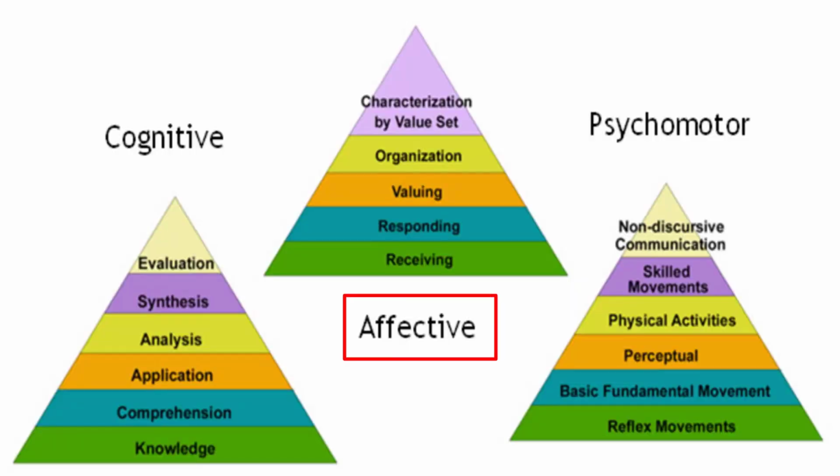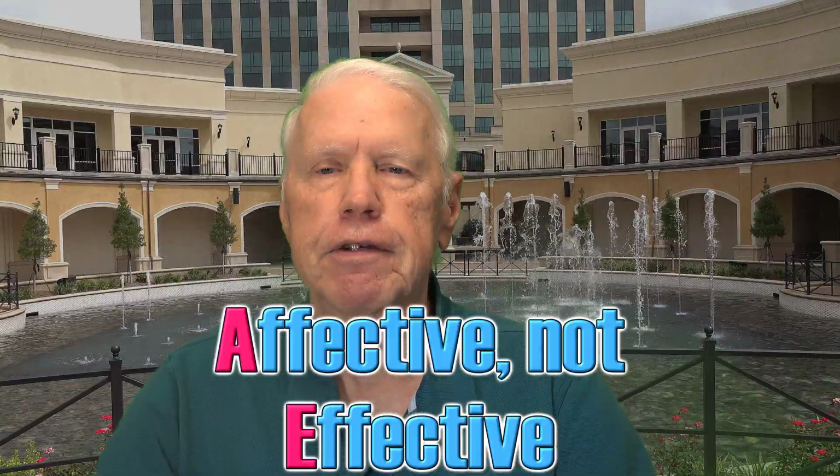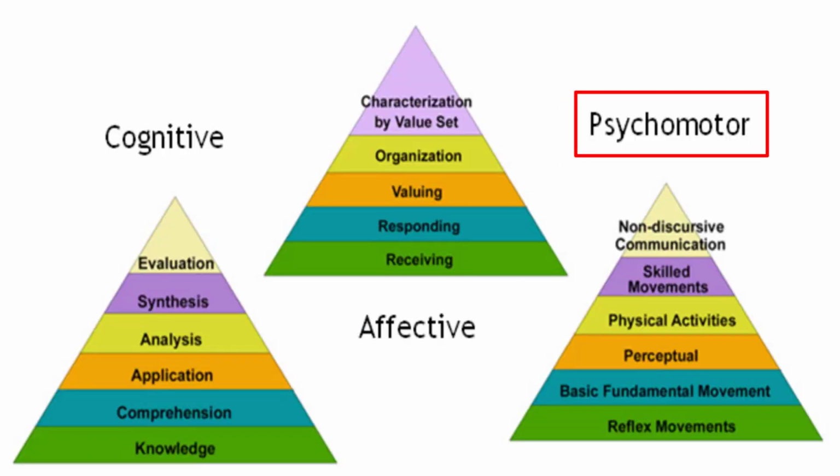But people also learn in the area of their emotions, their feelings, and principally their attitudes. This is called the affective domain. You've got the cognitive domain, you've got the affective domain. I say affective, and it's not the correct pronunciation, but it distinguishes for me that affective is not effective. So the affective domain, and you have the psychomotor domain of learning.